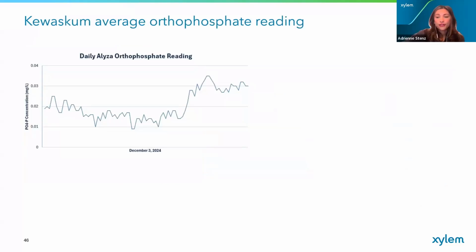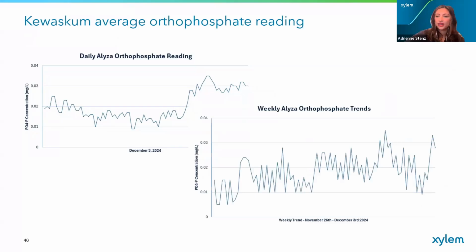These graphs show orthophosphate concentrations from the ELIZA analyzer at Kewaskum during late November and early December 2024. Kewaskum uses a 0.2 milligram per liter set point to control ferric dosing. And what's clear from both the daily and weekly data is that the system is maintaining PO4 levels well below this set point, typically around 0.01 to 0.03 milligrams per liter. So Kewaskum is operating well below their permit limit and almost in the non-detect levels of phosphorus with only chemical removal.